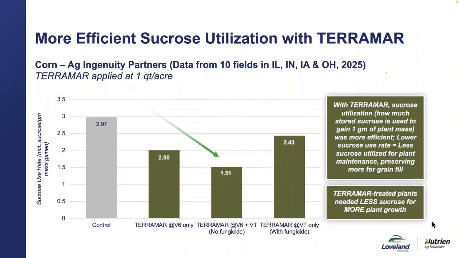Now here we're looking at the same 10 fields with those same Terramar applications, but now we're looking at how much sucrose was needed per gram of plant mass. And you can see again here, the grower standard took more sucrose, so it was less efficient than the V6 application, the dual application at V6 and VT, or that VT application alone. Again, more efficient use of that sucrose that we built during the build stage, and we're preserving that for yield, or yield components, or yield potential at the end of the season.